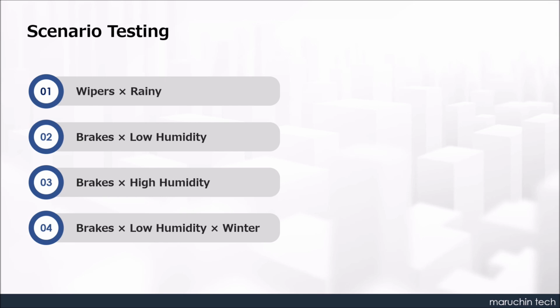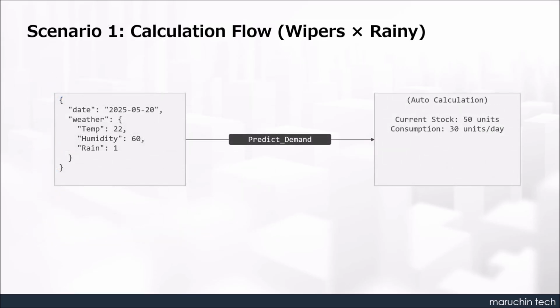First, for wipers, we expect higher sales before the rainy season. Next, regarding brake pads, since the safety stock strategy changes based on humidity, we will include test cases for both high humidity and low humidity conditions. Finally, since brake pads tend to sell better in winter, we will include a specific winter season case. Let's recap the overall calculation flow using test scenario 1 as our base. First, we provide the input values, specifically the date and the weather information. We will input this directly into the Lambda test console in JSON format.